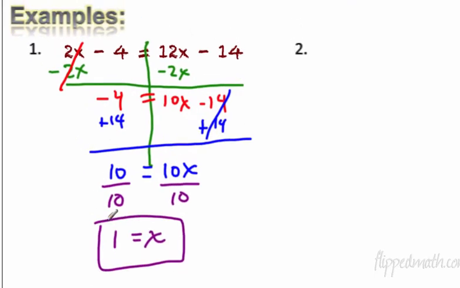Now, when I said check it, let's go back to the original equation. 2 times 1 minus 4. That's 2 minus 4, that's a negative 2. What about on the right? We get 12 times 1, which is 12, minus 14. That's a negative 2. See how I did that? I plugged the 1 into both sides of the equation. It works out. Negative 2 equals negative 2. So that's checking my solution to make sure it's correct.